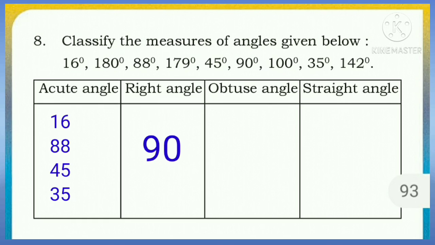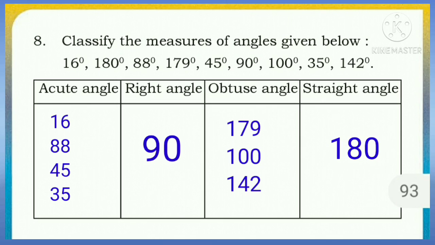And next, the obtuse angle. What is an obtuse angle, children? Once again, recall: it is more than 90 degree and less than 180 degree. So the degrees in between belong to obtuse angle. So 179 degree, 100 degree and 142 degree belong to obtuse angle. And a straight angle means exactly 180 degrees. So 180 degrees belongs to straight angle.